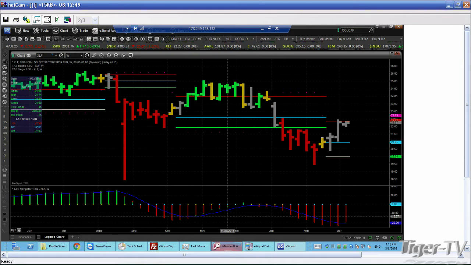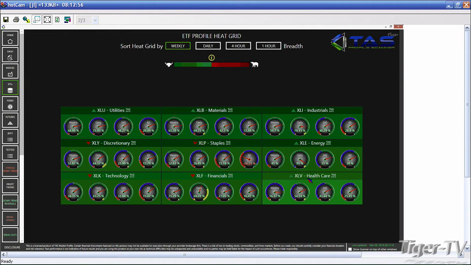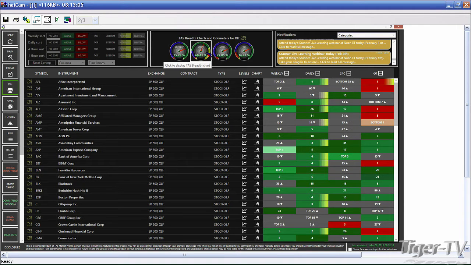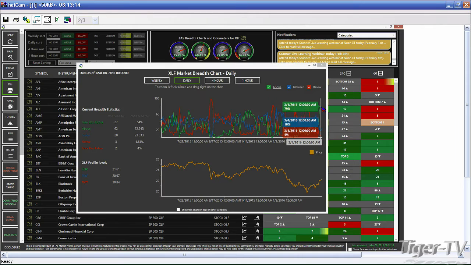When we look at the internals of the XLF, I'm going to go into the scanner really quick. I'm going to see on my long term that the financials are almost still the cellar dweller. Healthcare is still, in the long term, the one that's been lagging the most. But as we look at this, we want to notice one thing in particular. Notice this big yellow section on our odometers. What does that mean? We've reached a pretty serious overextension here on the daily. You don't see this too often. You've reached 79 versus 4 here.